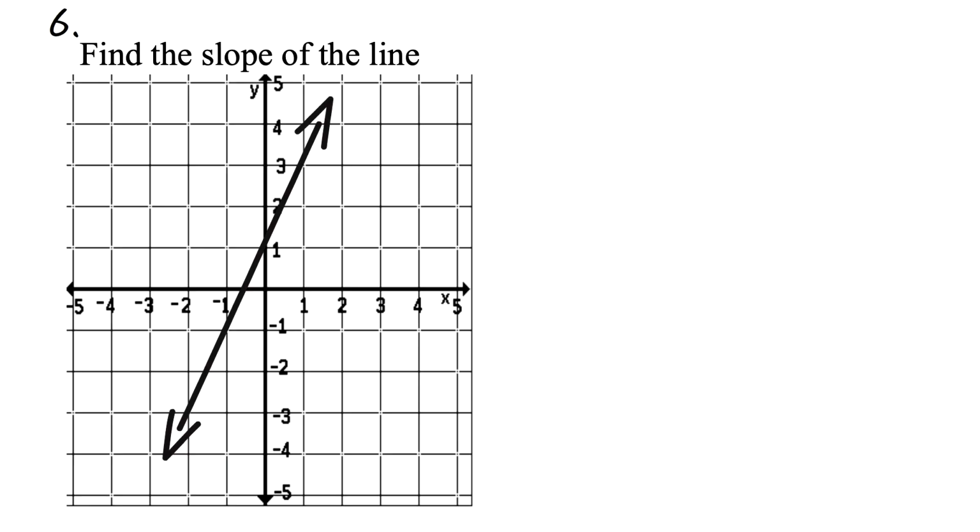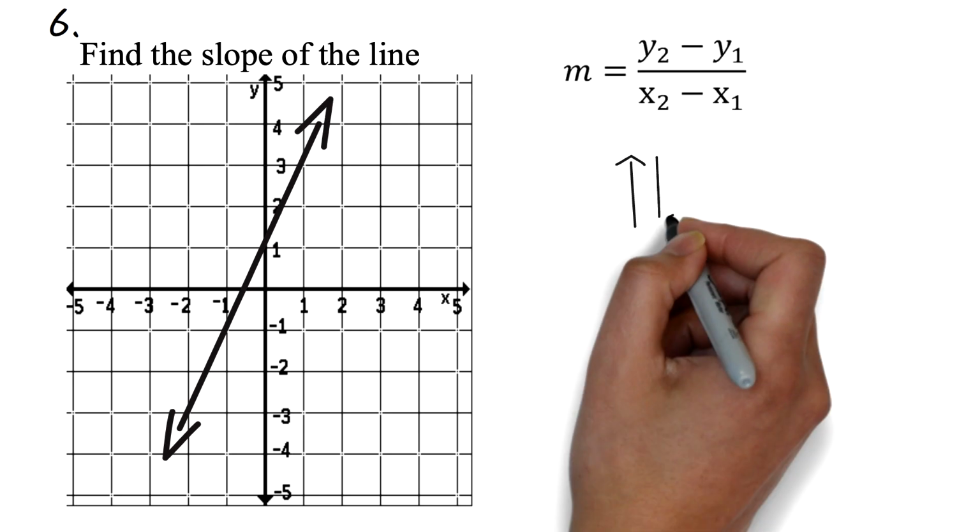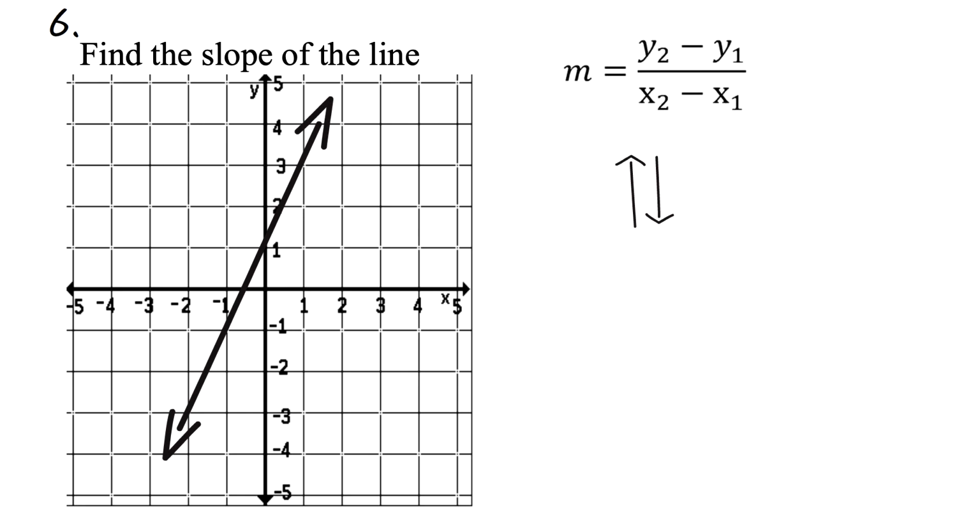Find the slope of the line. The slope of a line is the change in y over the change in x. The change in y simply means how many points you are going up or down. If you are going up, then you have a positive change. If you are going down, then you have a negative change.